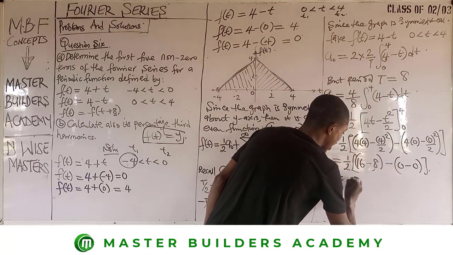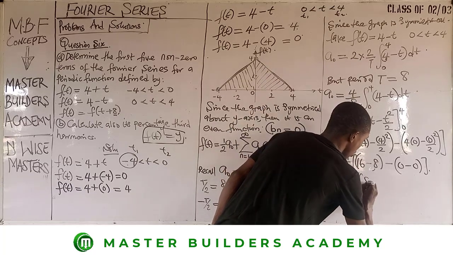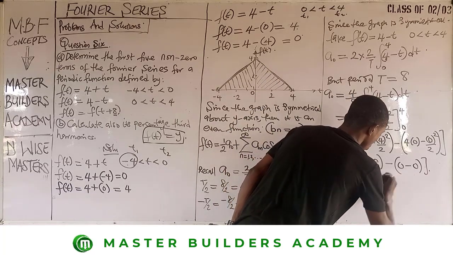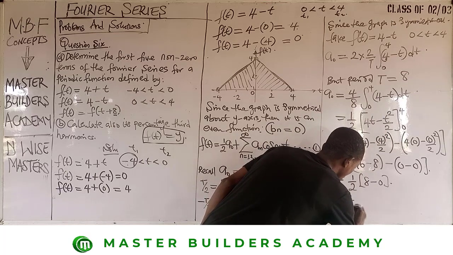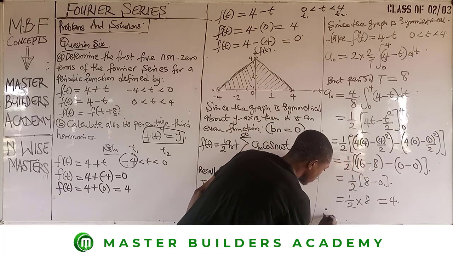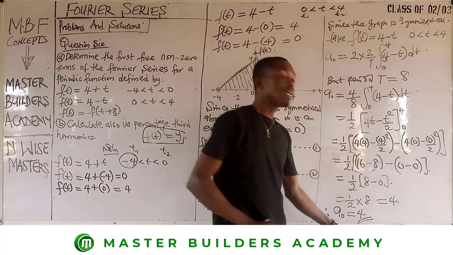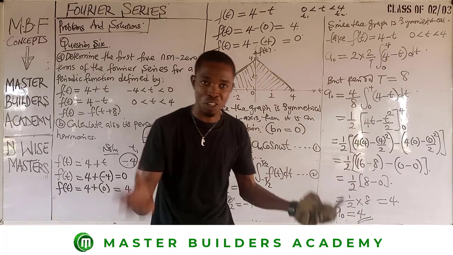So this is automatically 1 over 2 into 16 minus 8, which will give us 8. And 0 minus 0 is 0. Everything here will give us 1 over 2 multiplied by 8, and this will be 4. Therefore, A naught is equal to 4. This is the value of A naught. Is this not simple, guys?